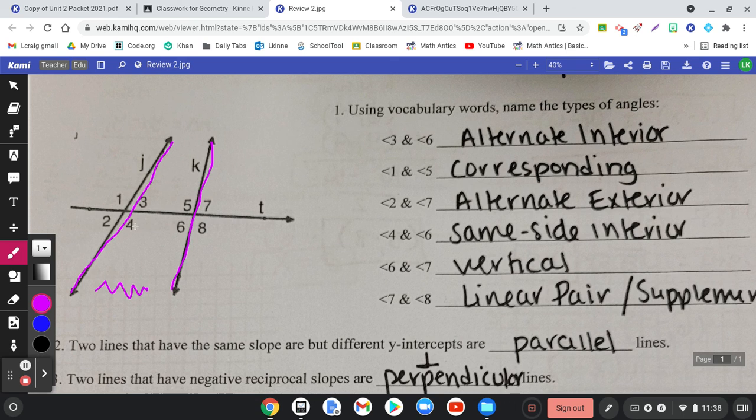4 and 6, both interior on the same side of the transversal, so same side interior. 6 and 7, vertical. All right, they are across from each other in the same intersection. And then 7 and 8 are not alternate exterior. Okay, they're a linear pair or supplementary. They add up to 180.